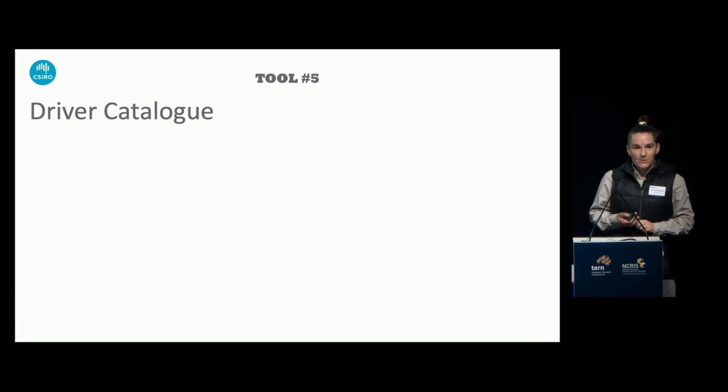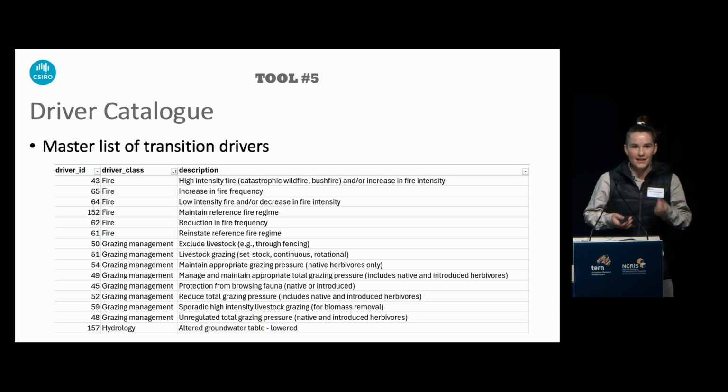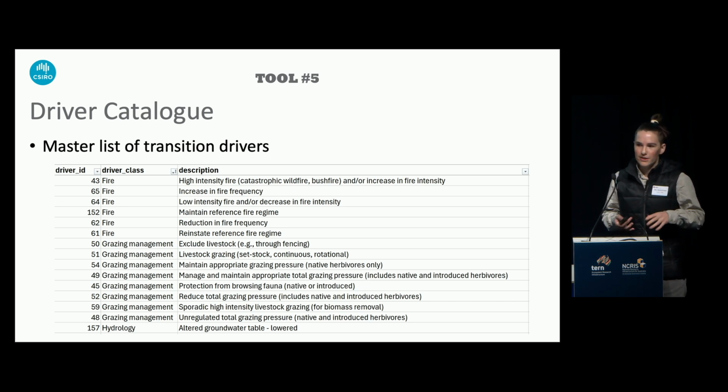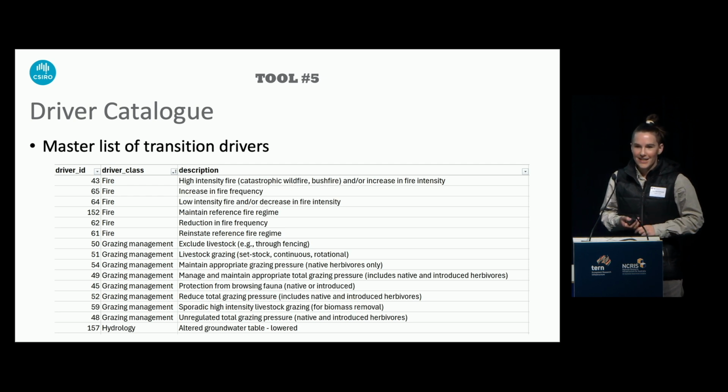And that brings me to the final tool I want to talk about, which is our driver catalogue. This is a master list of transition drivers, which has been refined over a series of workshops. It currently has about 140 drivers ranging from clearing and climate to soil and vegetation, and there's potential to add new ones as we go. What this driver list really does is help us be consistent in how we're describing drivers and transitions between our models. So those are 5 key tools that we use to create STMs.